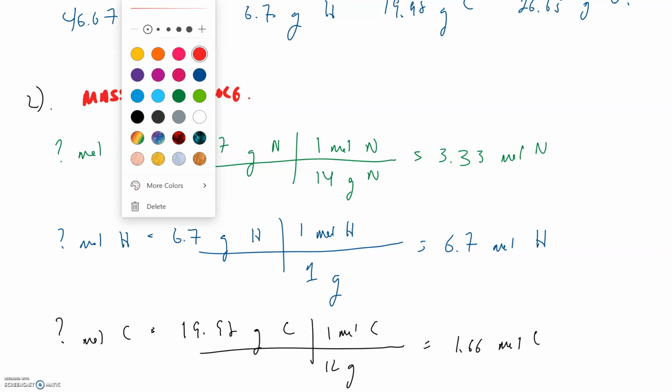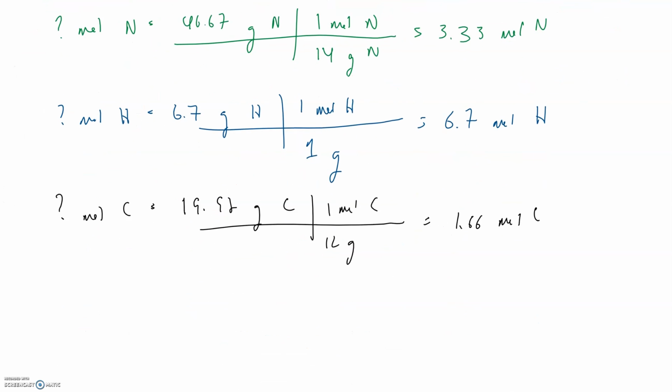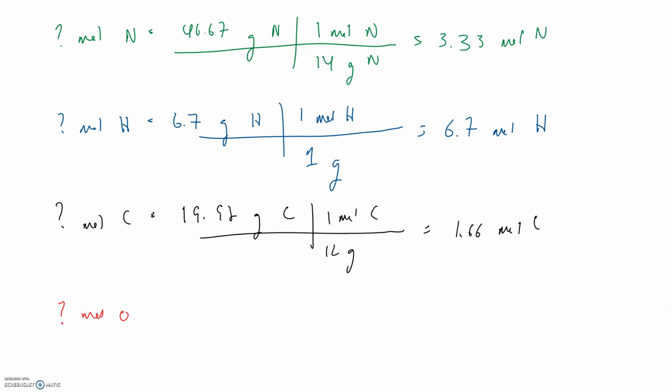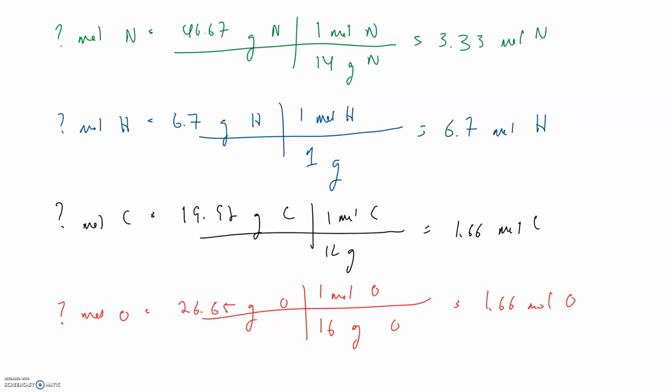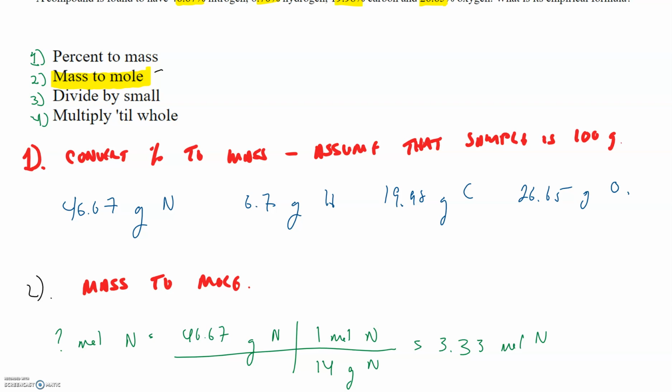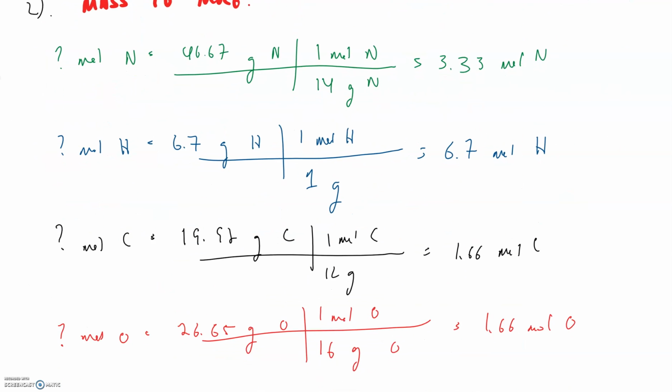And let's do the last one. We've got 26.65 grams of oxygen. How many moles of oxygen is this? We know from our periodic table that the molar mass of oxygen is 16 grams in 1 mole. So 26.65 divided by 16 is 1.66 moles of oxygen. Well, these are clearly not whole numbers. And so the third step is to divide everything by the smallest number of moles, because what that will do is get the smallest ones to 1, and everything else should be a nice whole number.